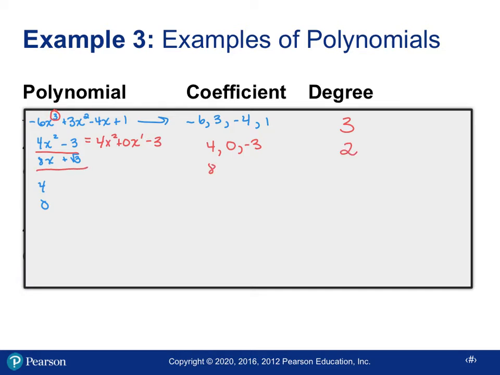Let's look here. Your coefficients are 8 and radical 3, and your degree is 1. Your coefficient here, this is 4x to the 0, right? So the coefficient is 4, and the degree is 0, and everything else here is 0, or we say none, because it doesn't exist.